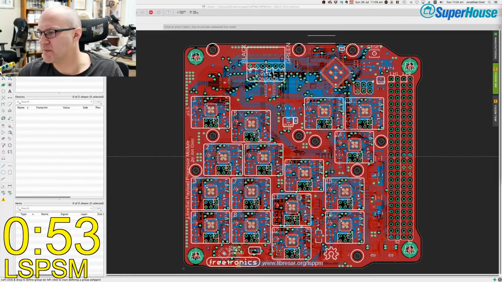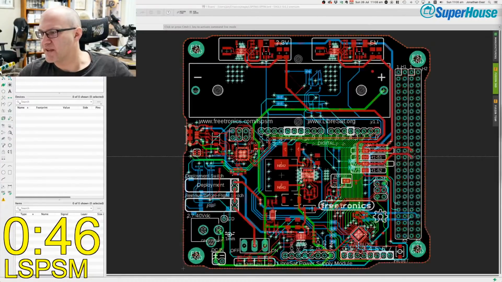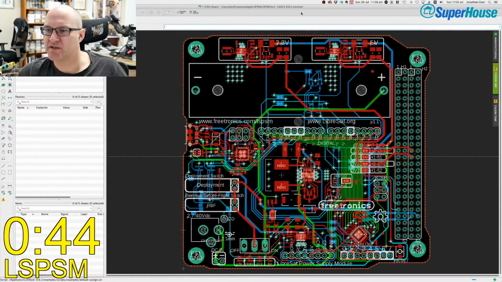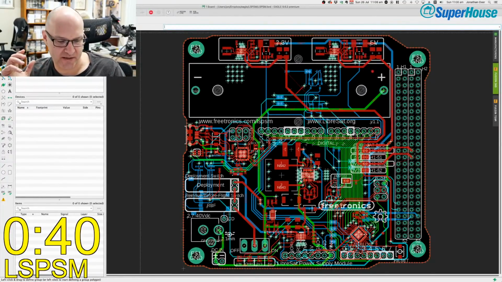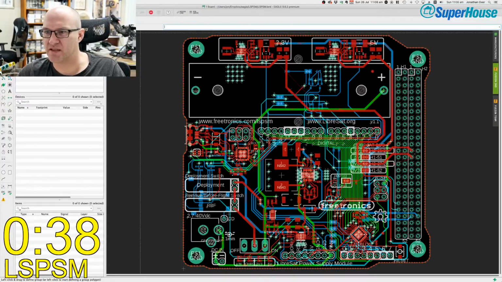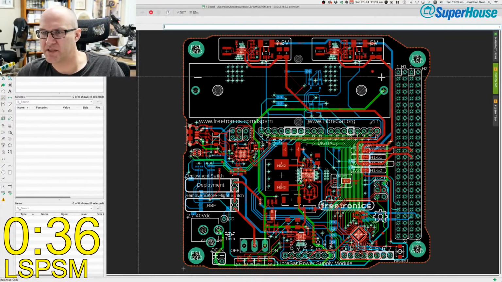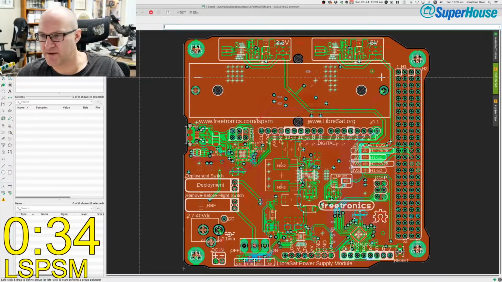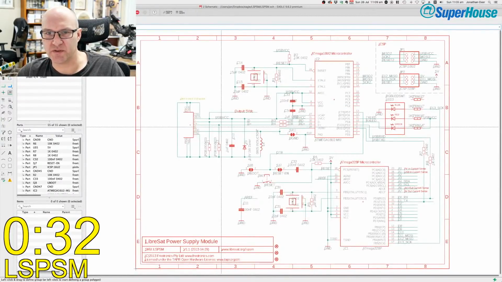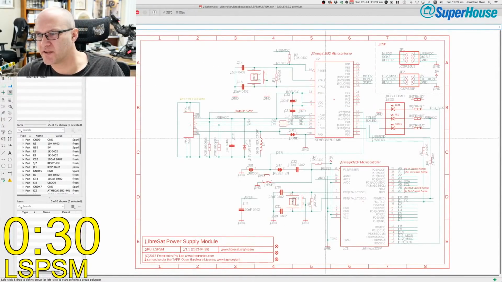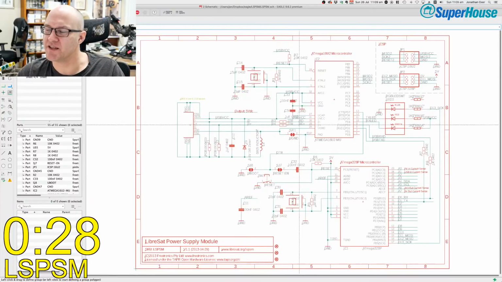LSPSM is a power supply module for a CubeSat satellite, and I worked on this one as an experiment because what I was wanting to do was come up with a complete satellite design that could be used in a classroom environment, and this is a power supply module for a satellite. So it's got an ATmega 16U2. Why did I use that? Oh, that's right.